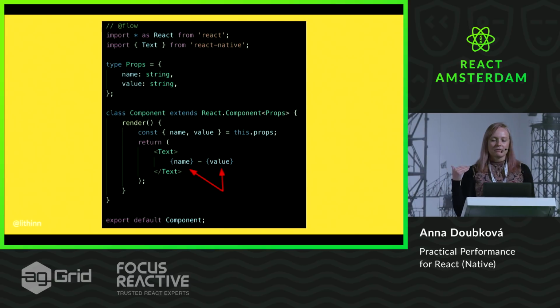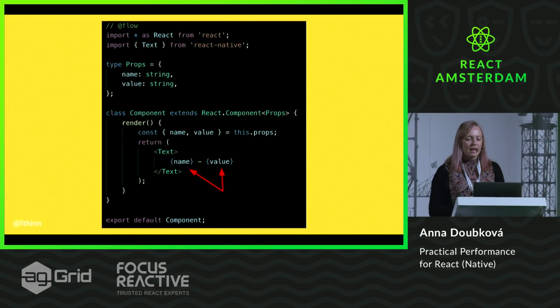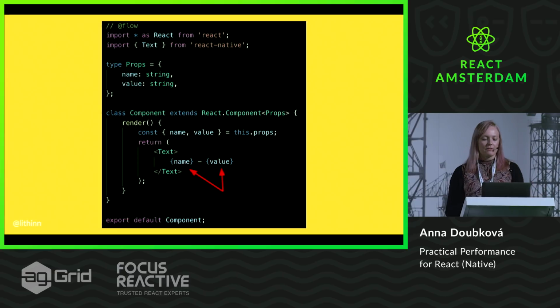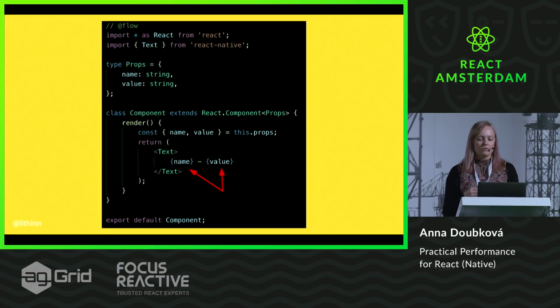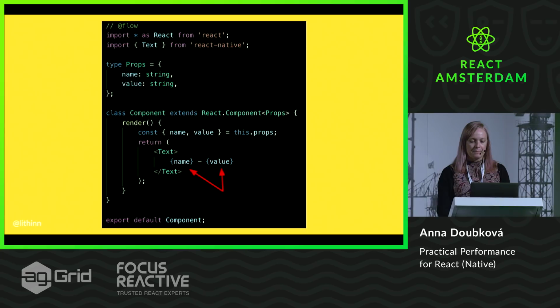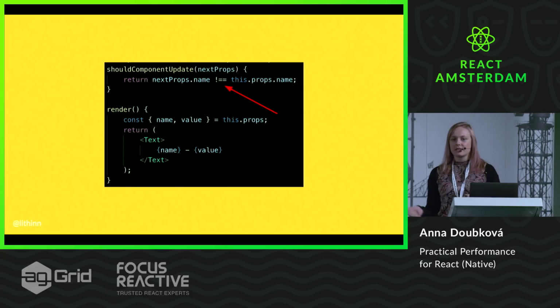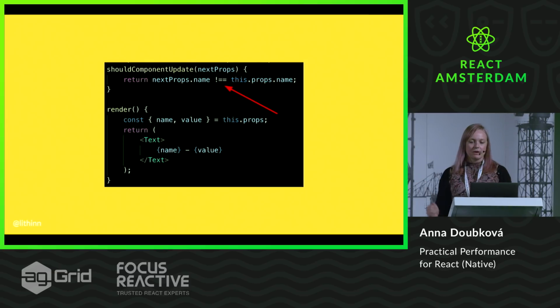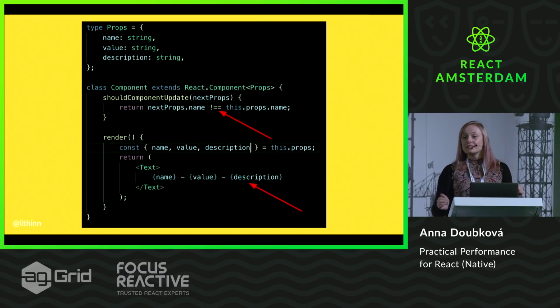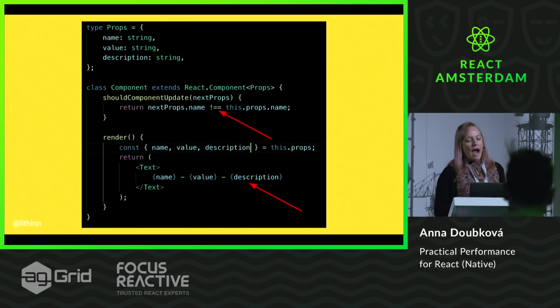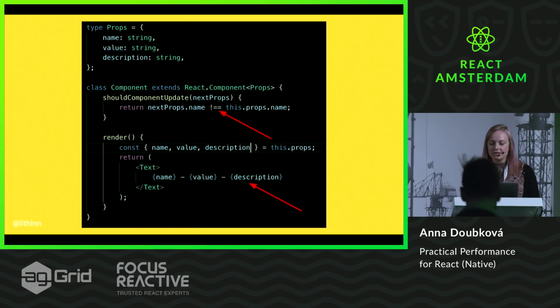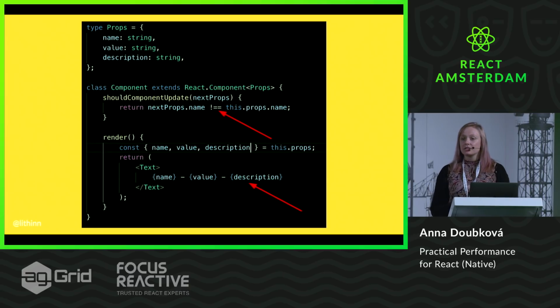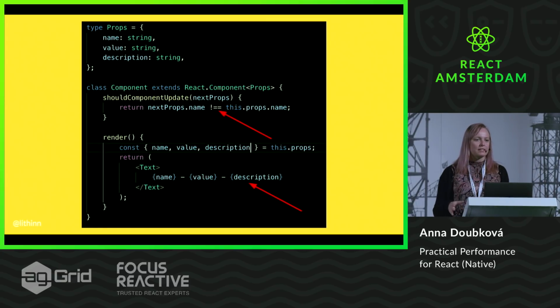Let me quickly illustrate the problem. If we have a component that renders a name and a value, and for some reason we only care about re-rendering if the name changes, we can use shouldComponentUpdate and say only re-render when the name changes. If the value changes, nothing will re-render, things will be faster. 3 months later, another developer comes in and needs to add a description. So they add a description, but forget to add it to the shouldComponentUpdate. And then suddenly we have the wrong description at the wrong times, and we are wondering why that is happening.